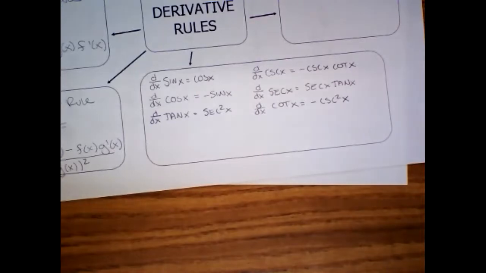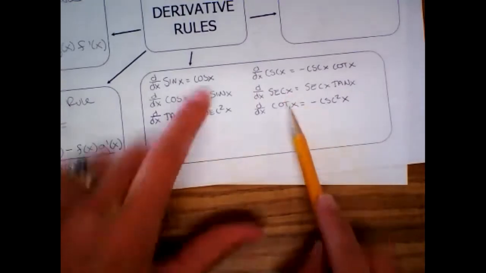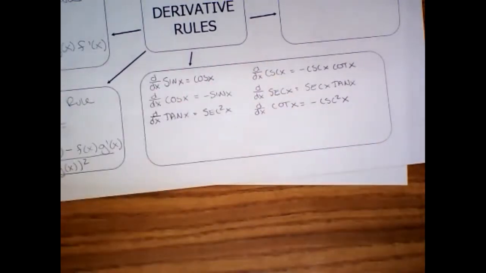And all the cos are negative. So cosine, cosecant, cotangent, all the cos have the negative, if that helps. But I call them buddies. Secant and tangent are buddies. Cosecant and cotangent are buddies. However you decide to remember them is how you're going to have to decide to remember them.